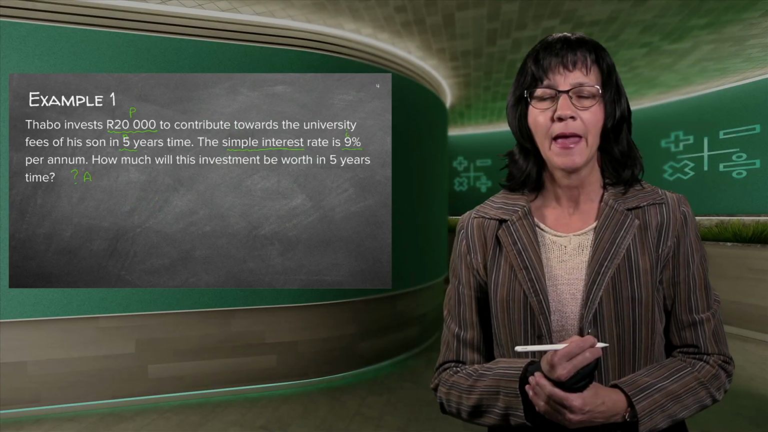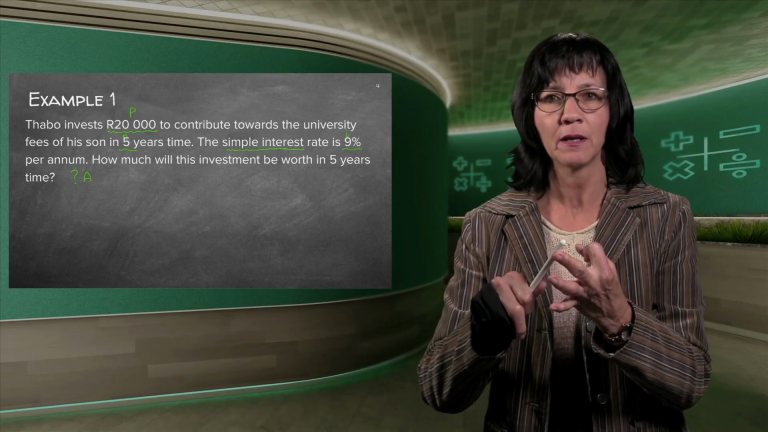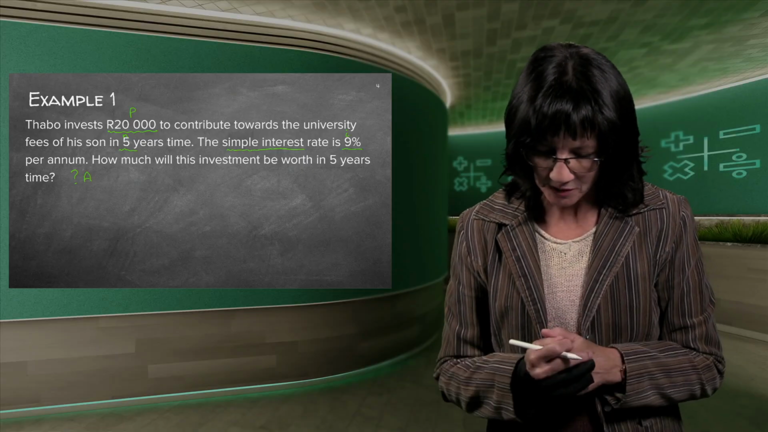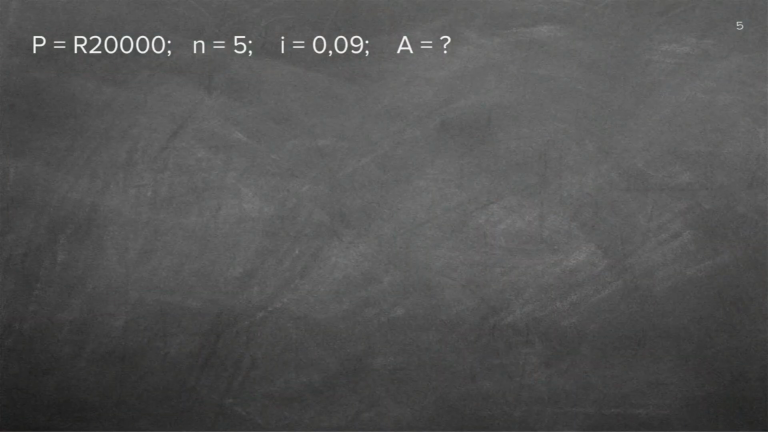Now let's just check. Did they give you 3 pieces of information? Yes, the P and the N and the I. What is the fourth one we need to work out? The A. So let's just get some space. Here I've summarized it. Now, very importantly is to look there, because I know what happens. Mostly people say 9%. Let's just write it there. It was 9%. And then they say, okay, it's 0.9, 0.9.